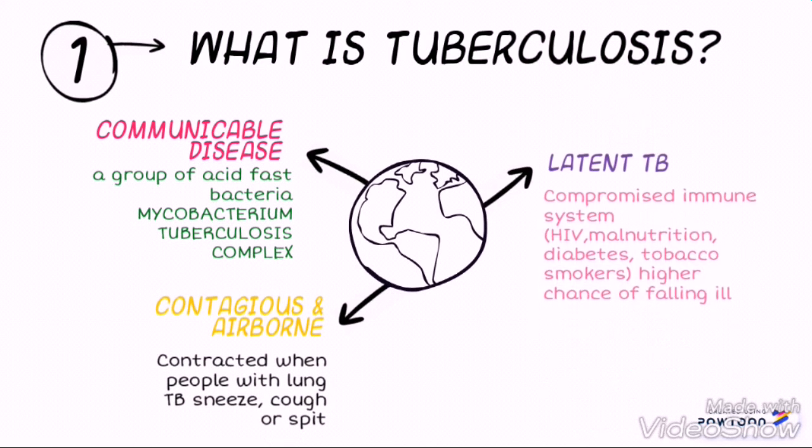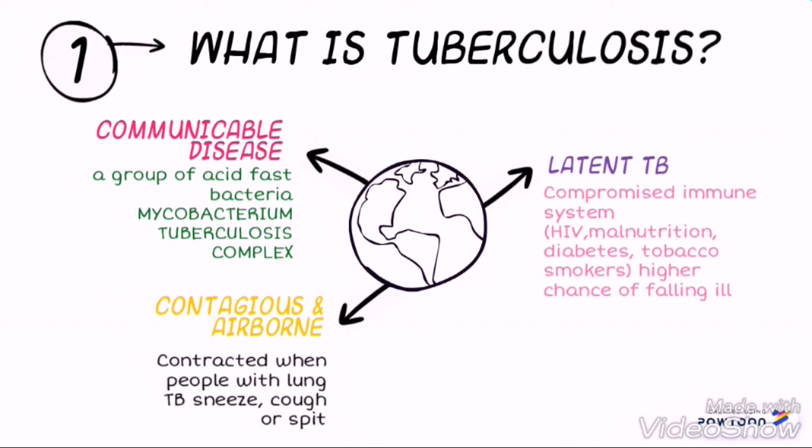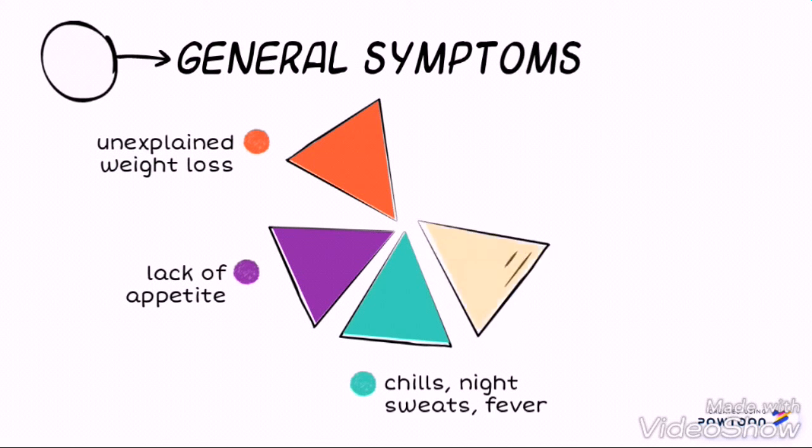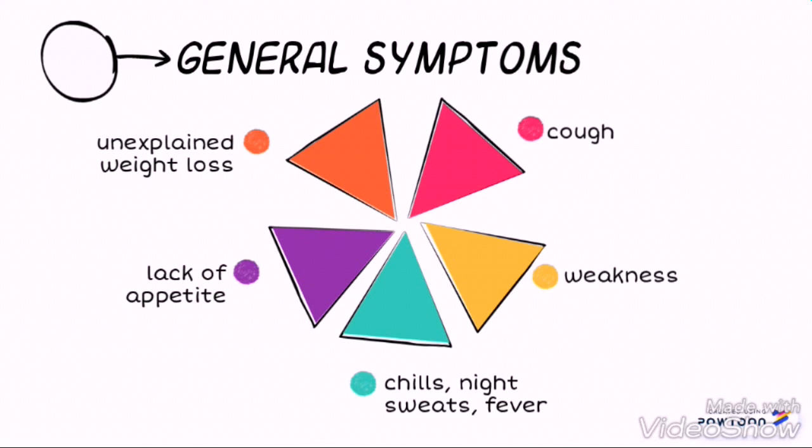Almost one-third of the world population has latent TB, and in an immunocompromised state, it can become full-blown active TB. TB symptoms depend on the TB type contracted, but in general, unexplainable weight loss, lack of appetite, chills, night sweats and fever, weakness and cough can be seen.